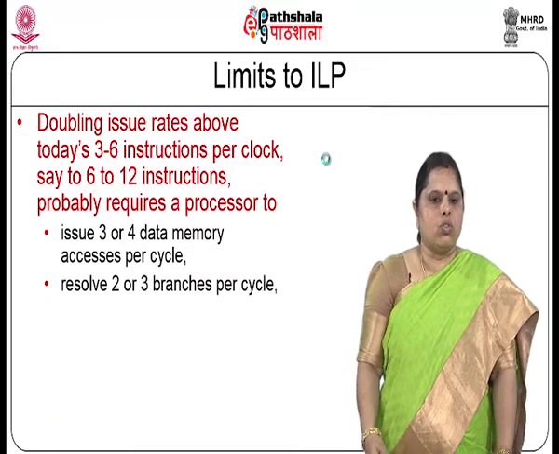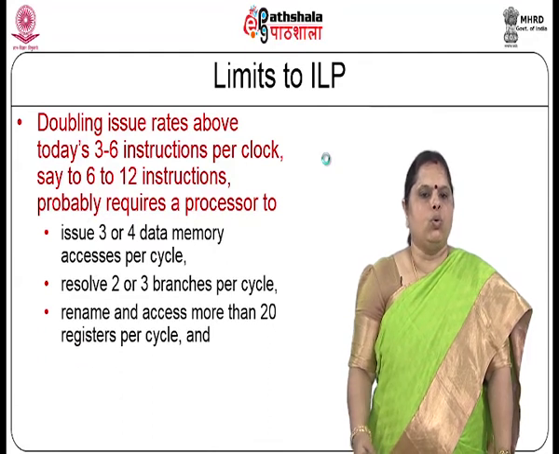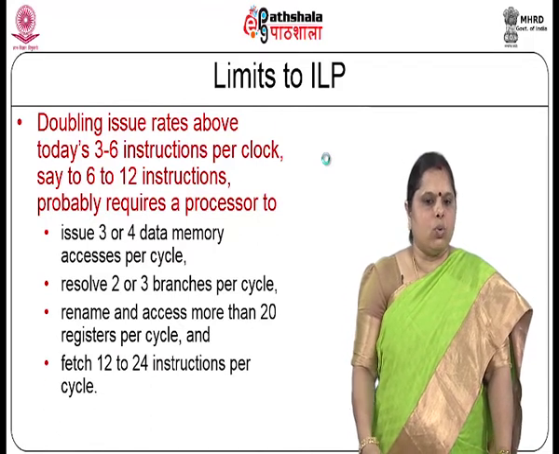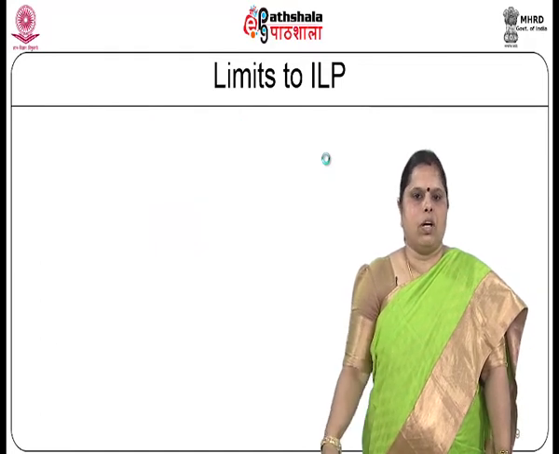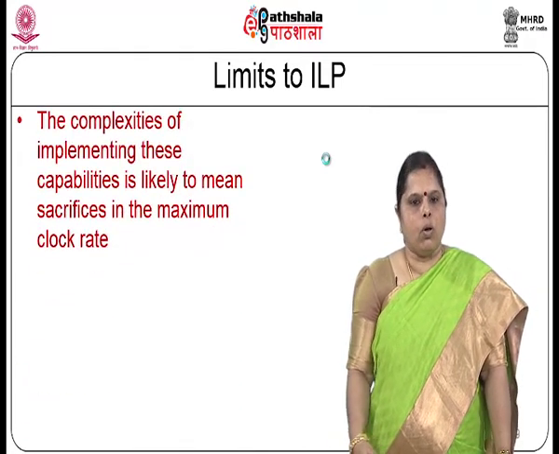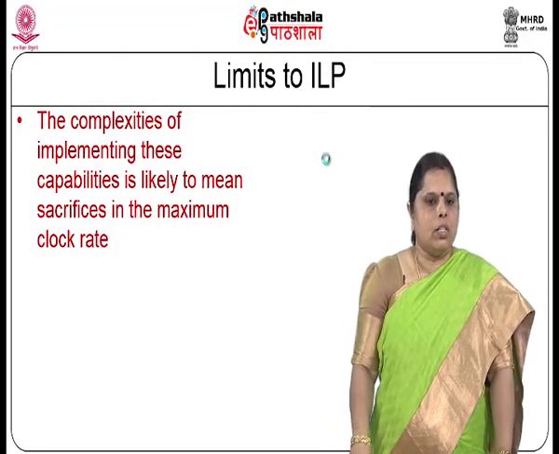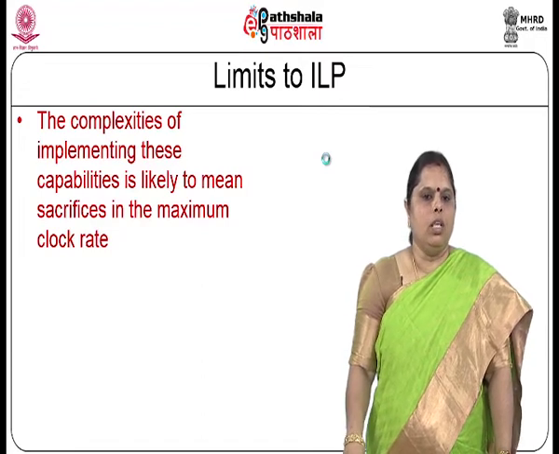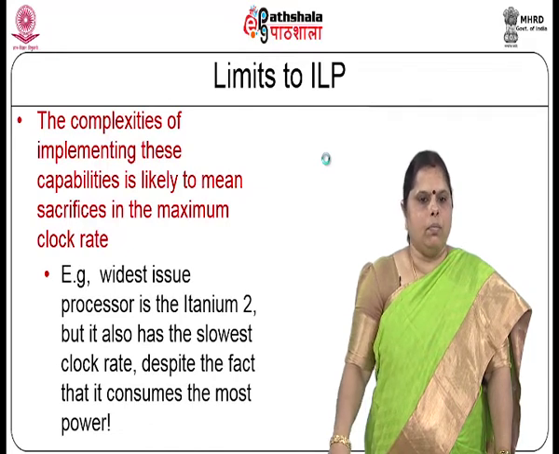You may have to resolve 2 or 3 branches every clock cycle, and you may have to do renaming and access more than 20 registers per clock cycle, and you may have to fetch 12 to 24 instructions per cycle. Now, all this is too far-fetched, and it is not possible to exploit ILP beyond a certain limit. So, the complexity of implementing all these capabilities is likely to mean sacrifices in the maximum clock rate.